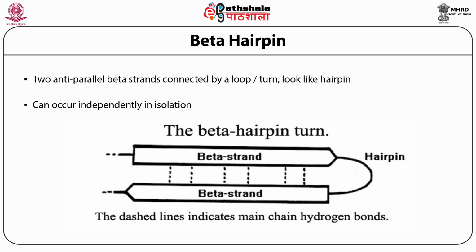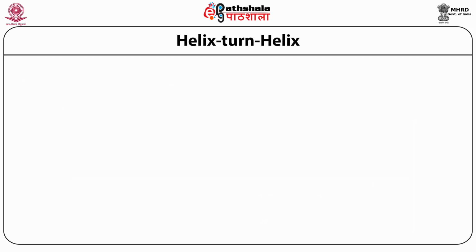You can see here in the figure, the antiparallel beta strands are connected by a loop, and the dashed lines indicate the hydrogen bonds between the two beta strands. Helix turn helix. So the two helices are connected by a small loop or a turn.